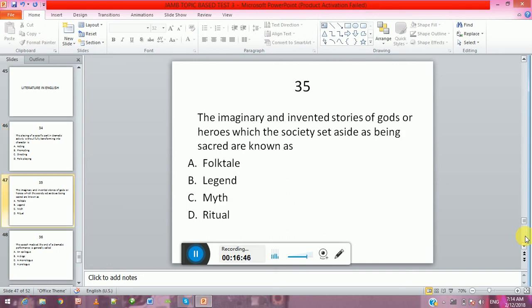The imaginary and invented stories of gods and heroes, which the society set aside as being sacred, are known as A. Folk tale, B. Legend, C. Myth, D. Ritual.